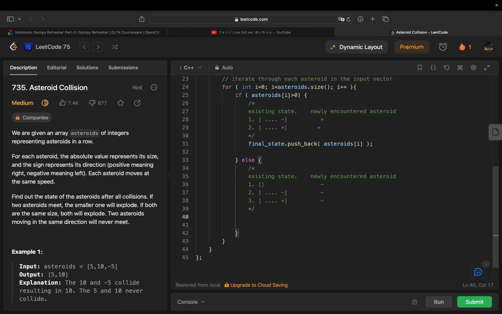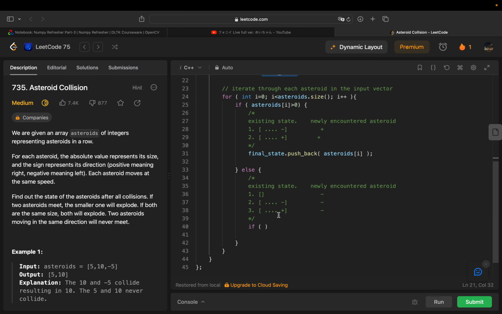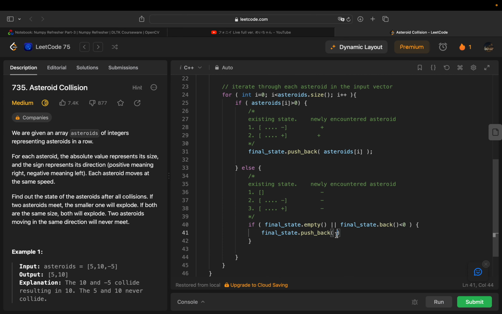So what's the condition? If the existing state is empty, or the last element, which is the back of this vector, is also flying leftward, then we can add the newly encountered asteroid into our state. This is condition 1 and condition 2.